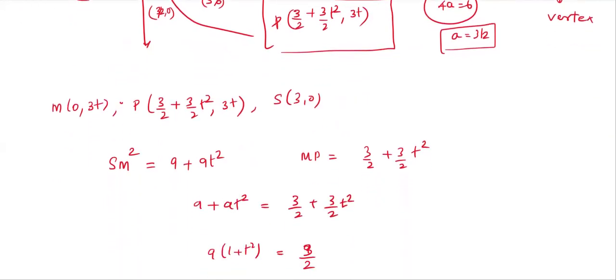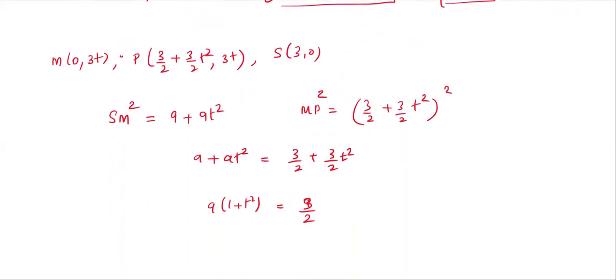Okay. Actually, we have MP here. No, this is actually SM square. So MP square will be the square of this. That is a mistake. Okay, genuine mistake. So basically, we are equating SM square and MP square, so it will be the square of this. Okay, so we cannot do this.